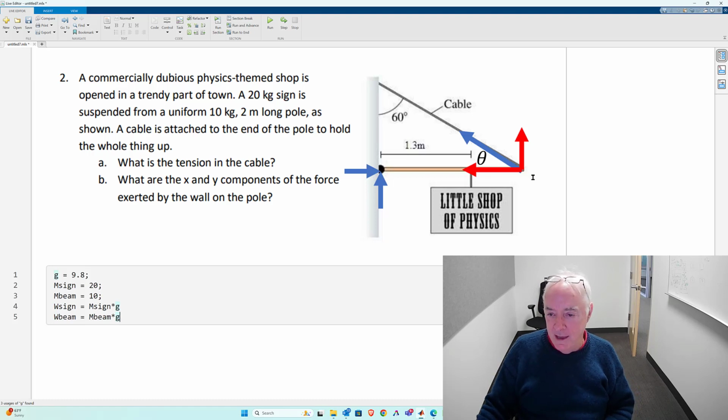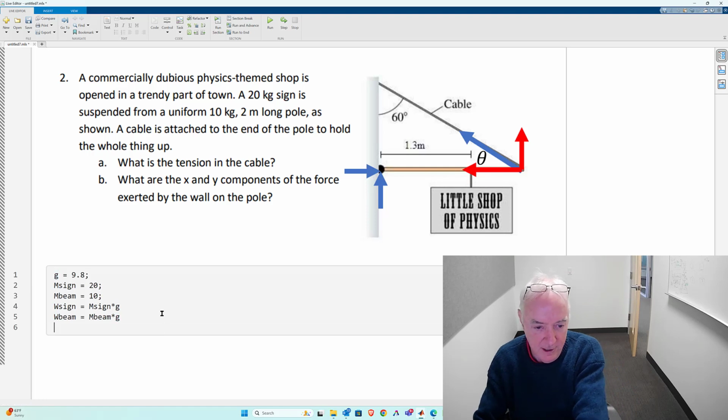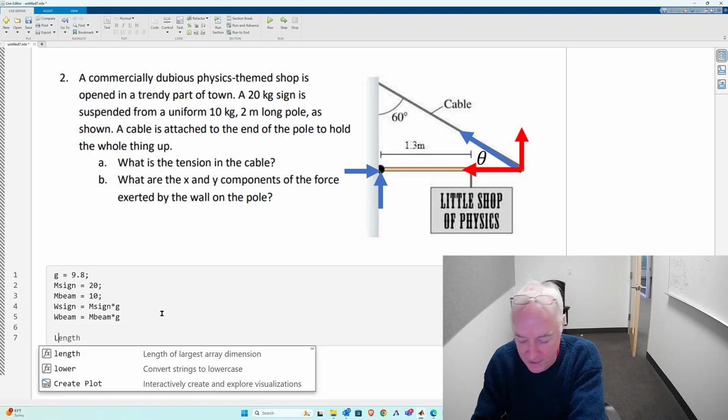You can begin to get into the whole thing, which is that the moments are R cross F. These R's, these lengths, are important. The length of the beam will be the moment arm for Ty. This 1.3 is the moment arm for the sign, and then there's the center of the beam. Those will be our important lengths. Let's put those in now too.